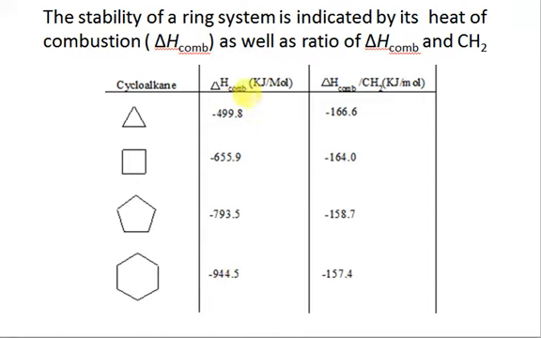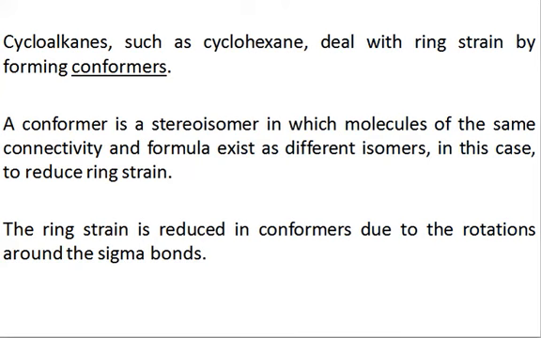So high heat of combustion is indicating higher potential energy, and higher potential energy is indicating higher instability, right? So the major cause of instability of cyclopropane and cyclobutane is that angle strain, because of which the rings are squeezed to a larger angle, right?